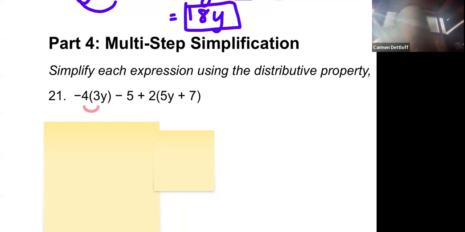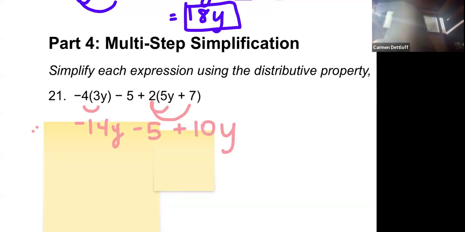I'm going to distribute my 2 to each one of these as well and multiply. So those are both multiplies. So I have negative 14y minus 5. And then right here I've got my distribution with my 2. So 2 times 10 is plus 10y, plus 2 times 7 gives me 14.